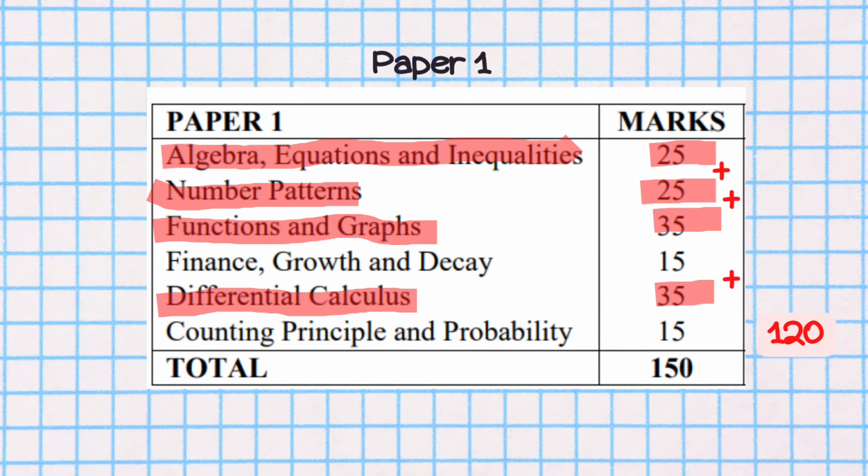If you make sure that in finance and probability you work hard, even knowing 50% of the topic of both of them, you can cover up if you make a mistake in your top 4 topics, which are functions, differentiation, number patterns, and solve for x. When you make a mistake or lose marks within the top 4 topics, you have finance and probability to cover up.